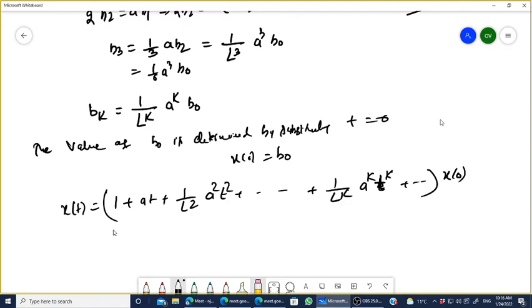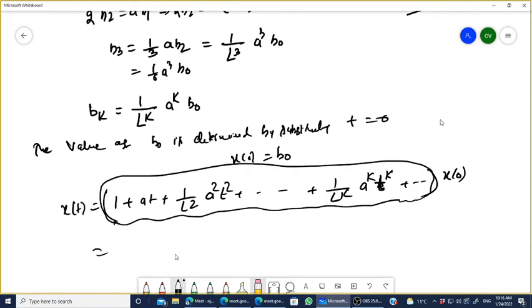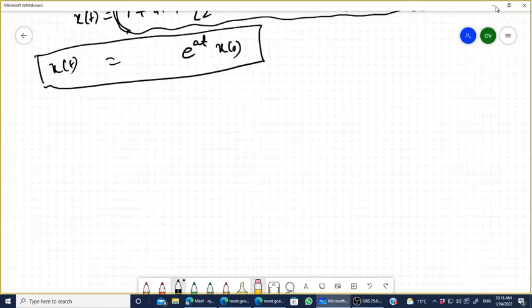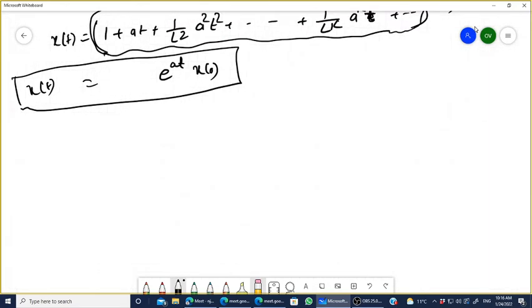So what is this? This is the expansion of what? e raised to at. E to the power at. Yes, very good. E to the power at x naught. So ultimately, again we have found the same equation: xt is equal to e to the power at x naught, right? E to the power at x naught. Okay? So this is for a being the scalar.